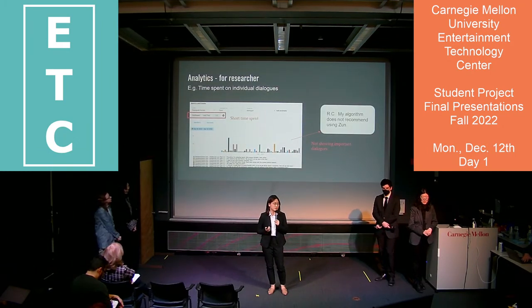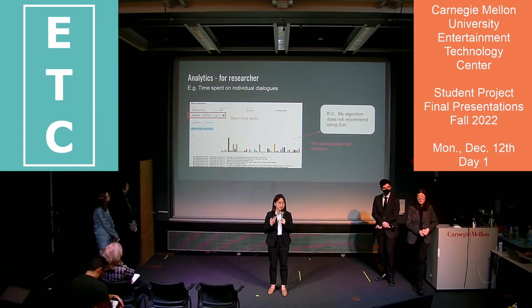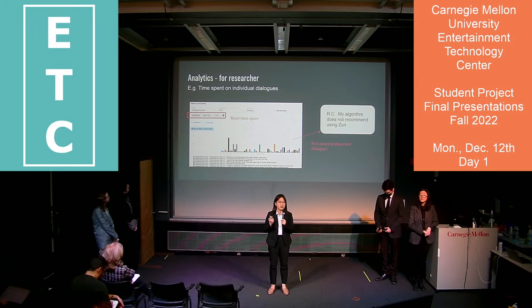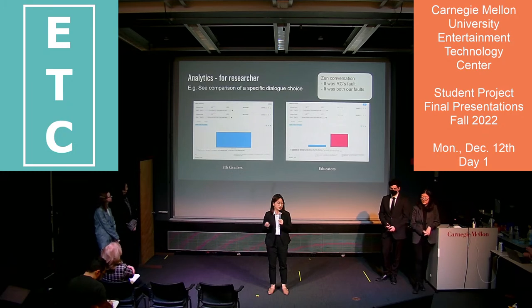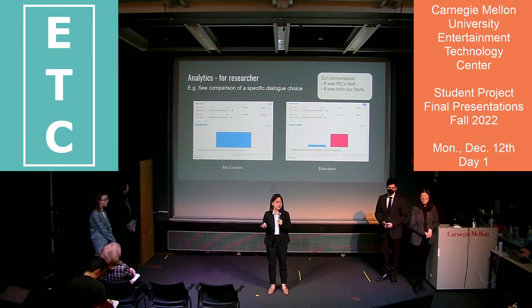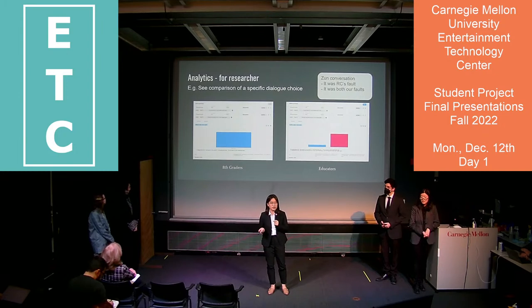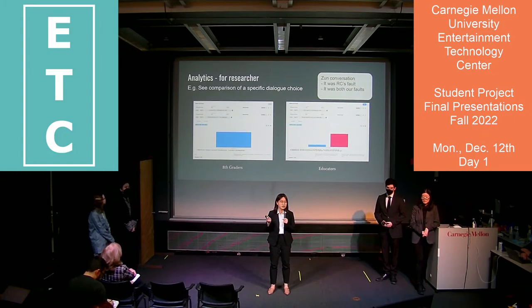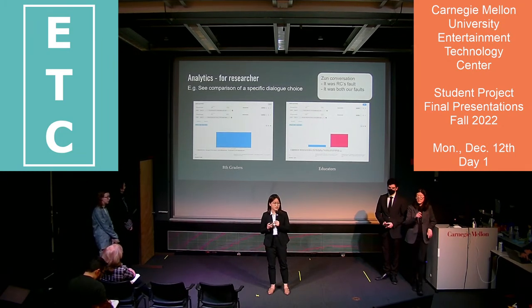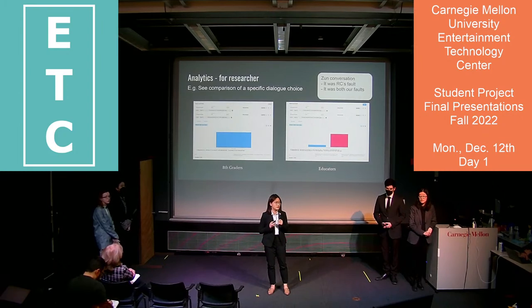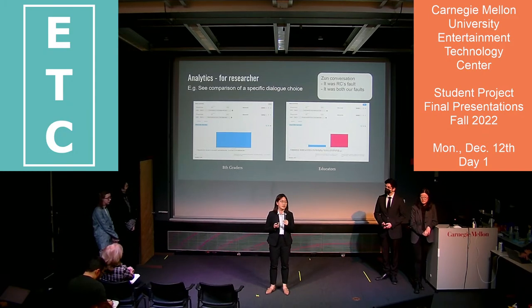In this example, we can see the time spent on the individual dialogues, and we can use it to analyze the player behavior, like are the players spending enough time on the dialogue that covers the racial bias? And this is another example where we can see the comparison of specific dialogue choices. We found an interesting result in the conversation where the player has to choose whether it's RC's fault or our fault. In the results, the eighth graders chose it was RC's fault, whereas the educators, the adults, chose it was our fault, taking the responsibility.